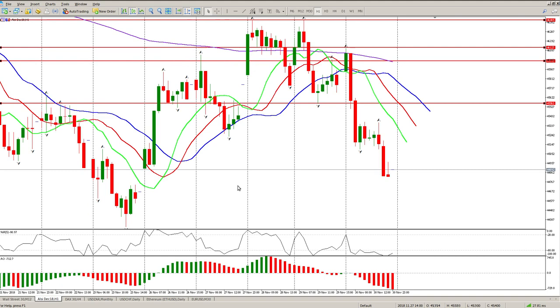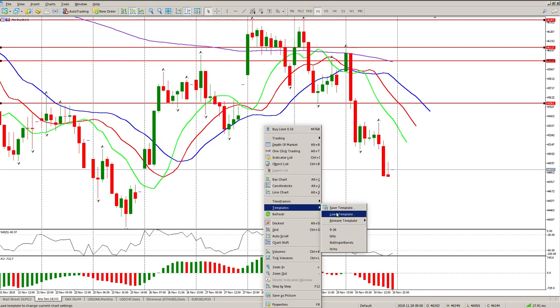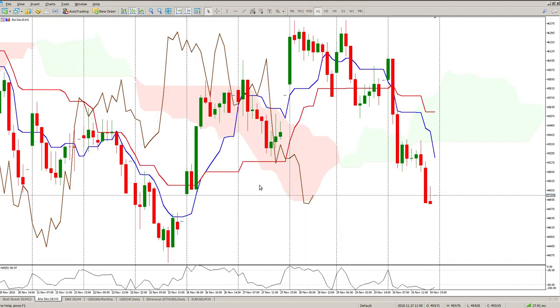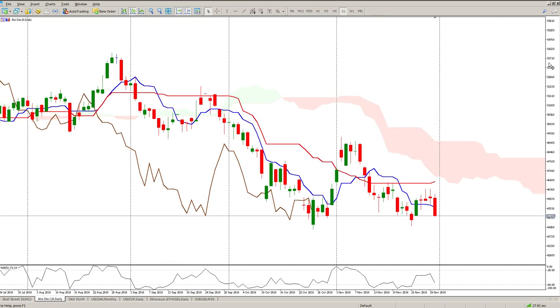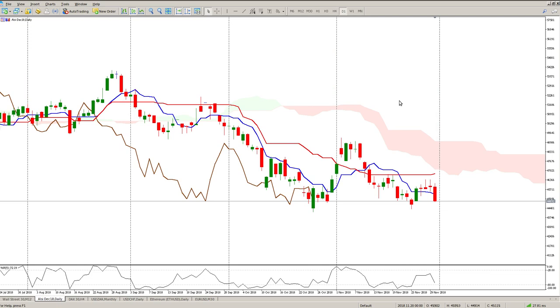Definitely looking for longs. The last thing I want to do is just pop across to the Ichimoku. Ichimoku is something which gives us a fairly strong view of what's going on. So at that stage on the daily, trend is very strong to the downside. There is no bullish signal on the daily at all.